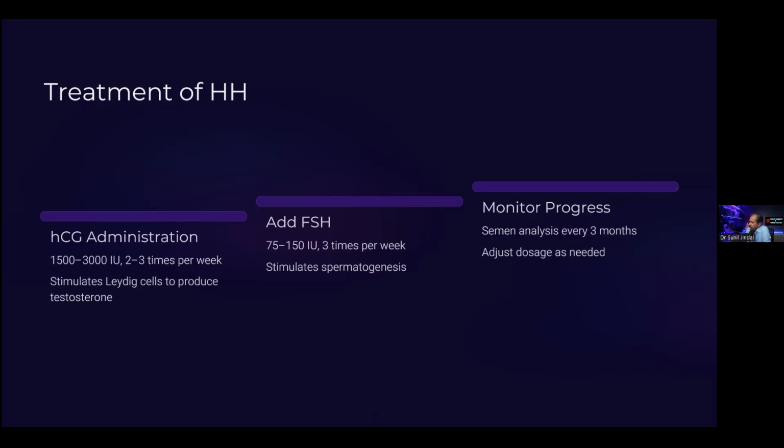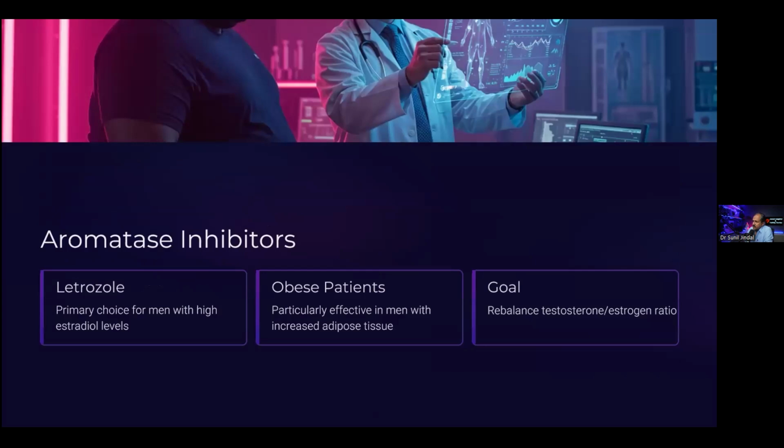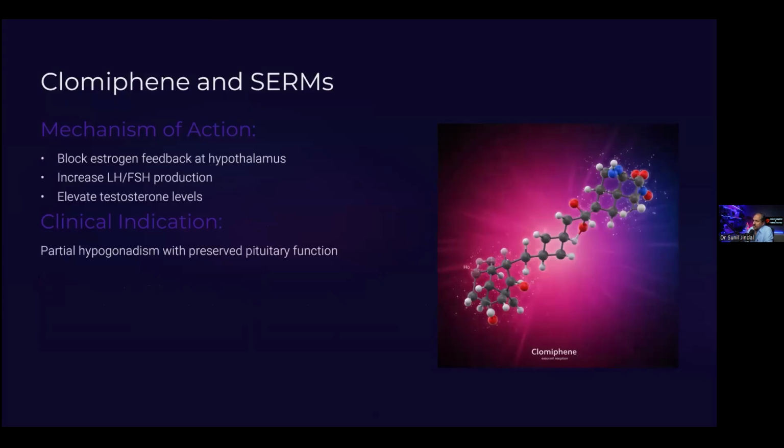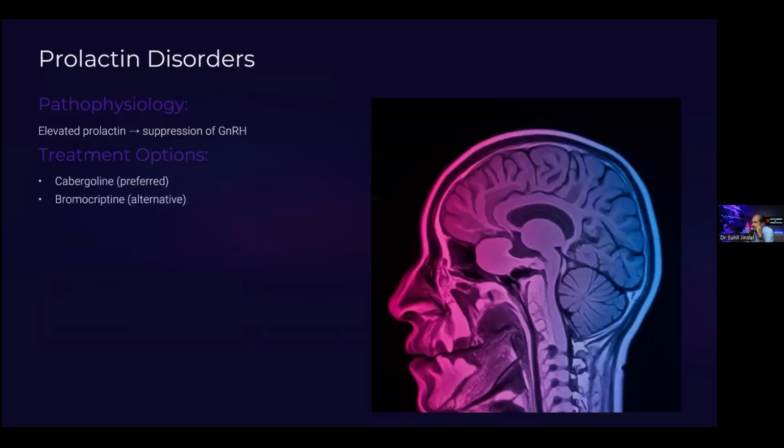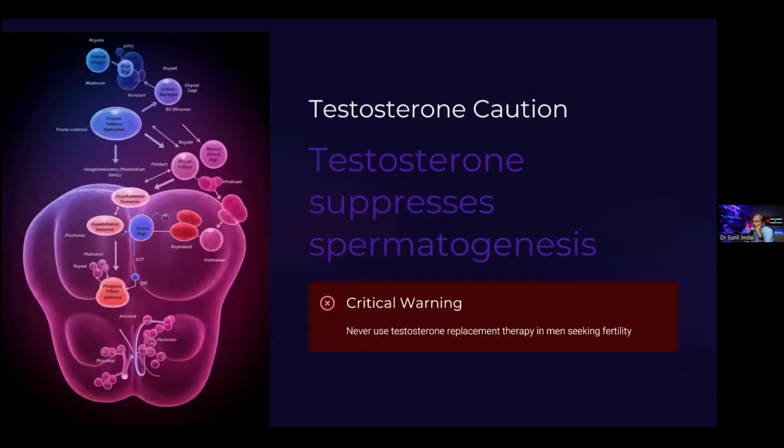Now how will you monitor the progress? By semen analysis every 3 months and adjust the dose accordingly. Now clomiphene, you would give it to patients who have borderline testosterone. Aromatase inhibitors, you'll give where the T/E ratio is not correct, in obese men, because they primarily act to decrease the conversion of testosterone into estrogen, and the testosterone increases. Prolactin disorders, again, need to be treated with cabergoline and bromocriptine.